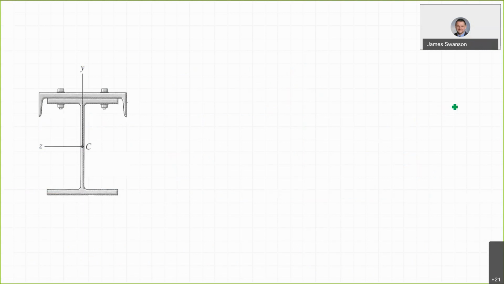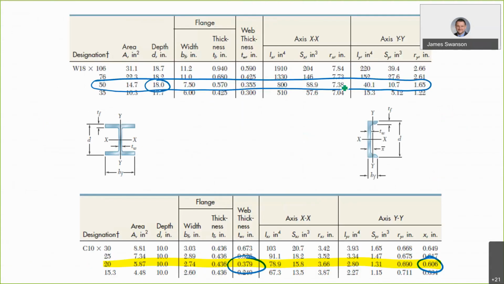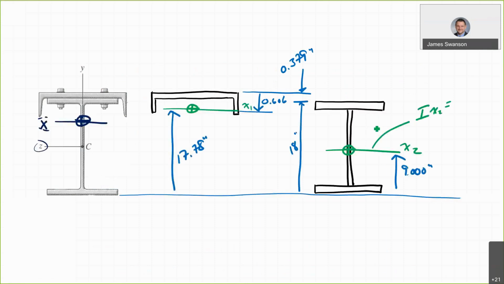So let me go to this slide where we have I sub x is 800. Then when we look at the channel, I want the moment of inertia about the y-axis from the table, so I want this moment of inertia 2.80. Why is it the y-axis? It's because this thing is rotated by 90 degrees in our other view. So I need to interchange the axis as it's tabulated here with the axis the way that I have it tabulated in my drawing. So the moment of inertia here is 800 inches to the fourth, and the moment of inertia here, I sub x1, is equal to 2.80 inches to the fourth.